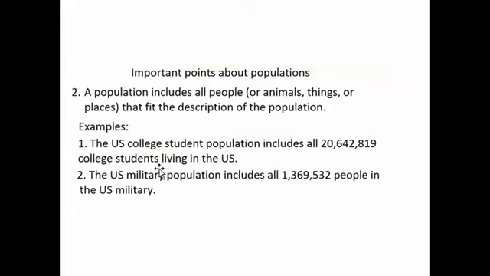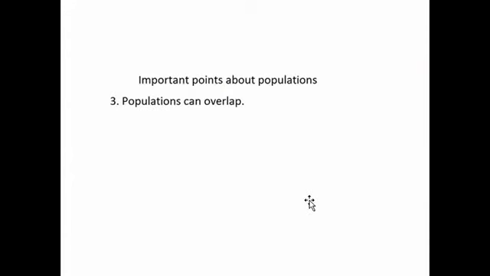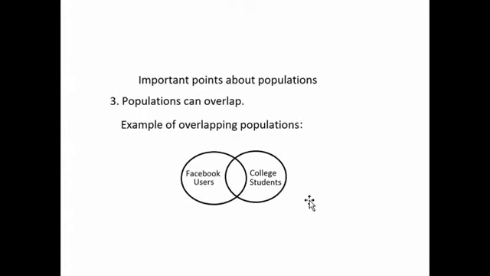Also, the U.S. military population includes all people in the U.S. military, and the Facebook user population includes all people on Facebook, but who knows how many people are on Facebook these days. Another point is that populations can overlap. For example, college students who are on Facebook are members of two populations. They're members of both the college student population and the Facebook user population.